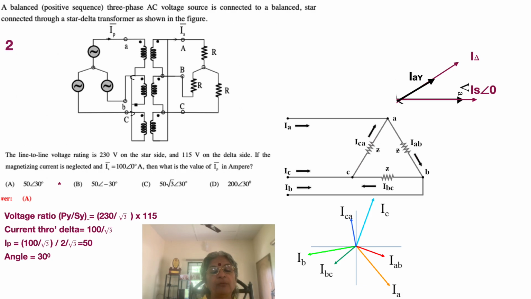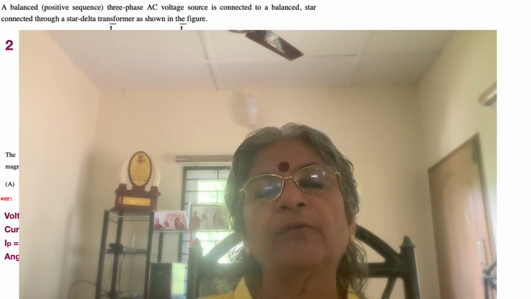Meanwhile it was called a star delta transformer, so let's see if it is a star. If you look at small a on the primary side, a dash is the other end of the coil. A dash goes and connects to a junction. Then if you look at B, B dash goes and connects to the same junction. C, C dash again goes and connects to the junction. So obviously the primary is connected in star.